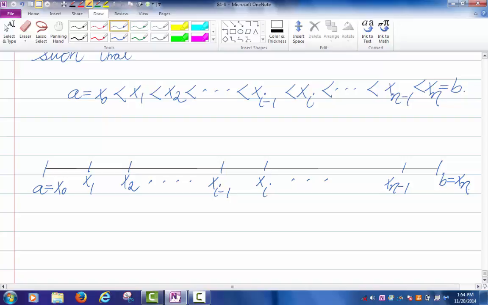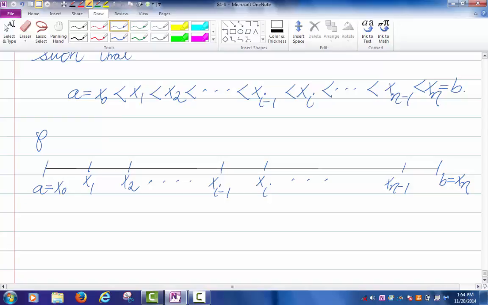Now, what you want to notice here is that these partition points, remember we are using P to denote this partition, divide the interval into subintervals. These partition points have divided the interval from A to B into subintervals. How many subintervals do I have here?